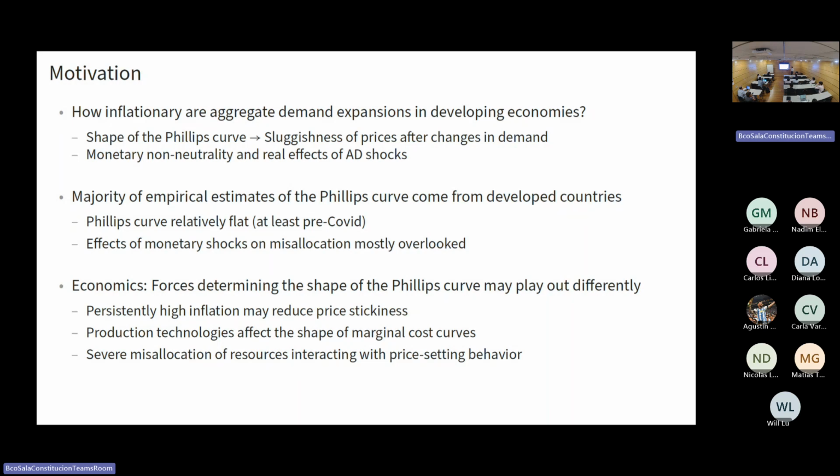And then there is a massive literature on macro development that documents that in developing nations, there's severe misallocation of resources that could, in principle, interact with prices and behavior. I'm going to be very clear about what I mean.